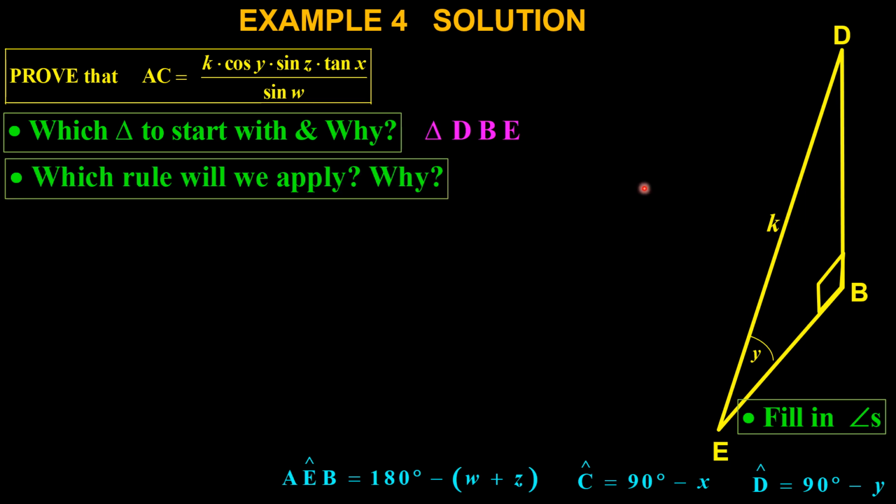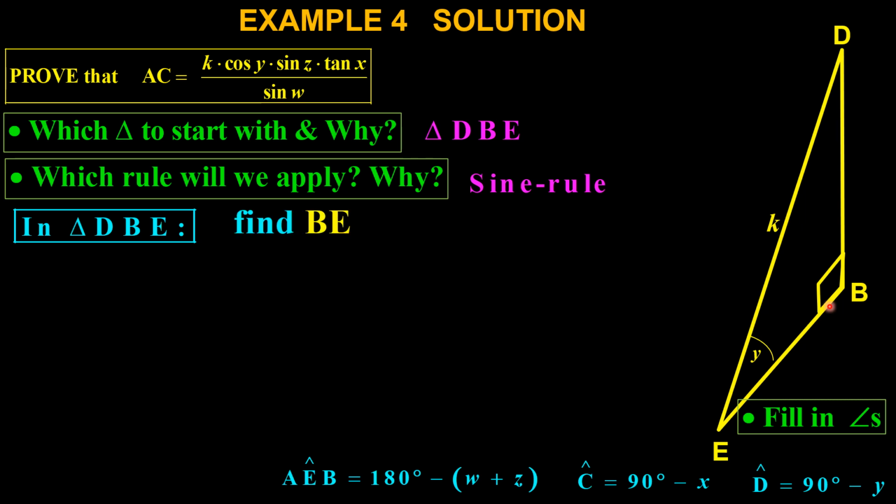If I look at DBE, which rule? I've got a side and an angle, which tells me it's the sine rule. If we apply the sine rule in DBE, we want to find BE. Let's pause here, and you calculate the length of BE using the sine rule. Three minutes, and then you come back again.